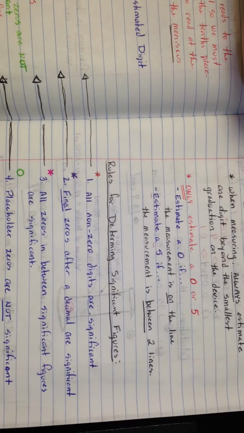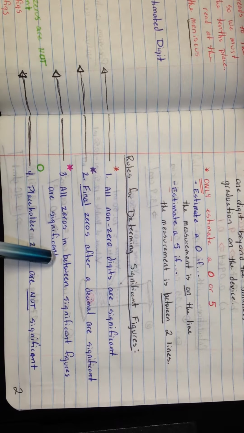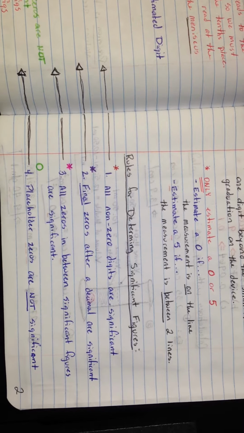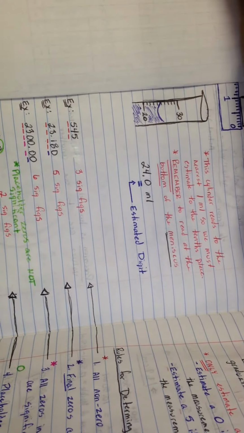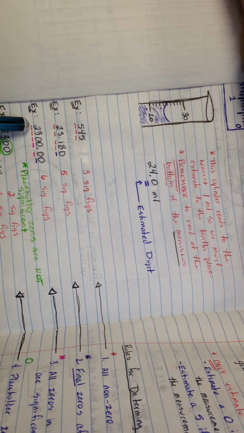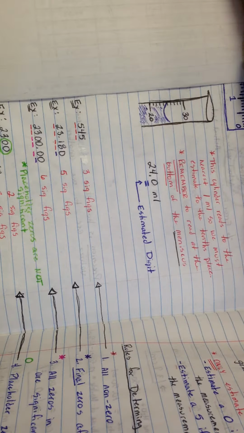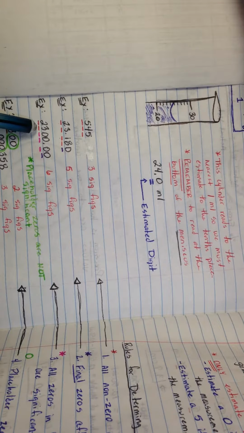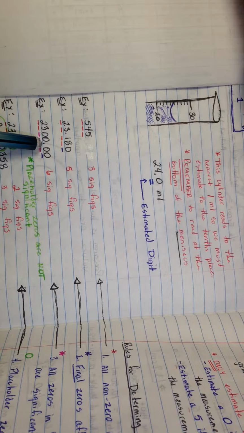Back to the right side, the third rule is that all zeros in between significant figures are significant. So on the left, our example is 2300.00. So the first thing that we're going to do is identify the numbers that are significant based on rules 1 and 2. So the 2 and 3 are significant based on rule 1 that states that all non-zero digits are significant. And this 0 on the end is a final 0 after a decimal. So according to rule 2, it's also significant.